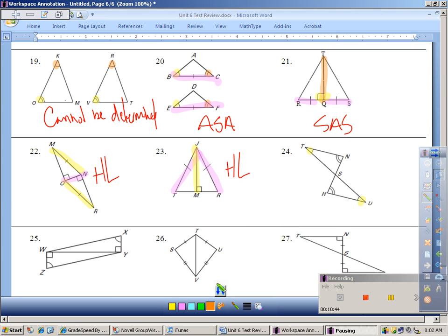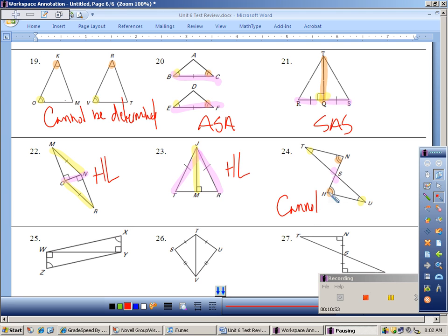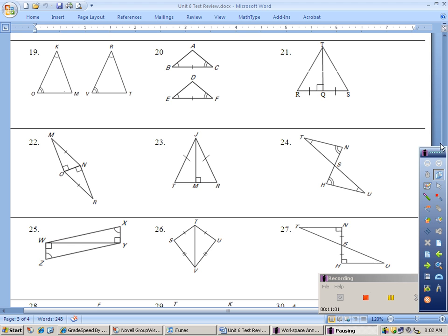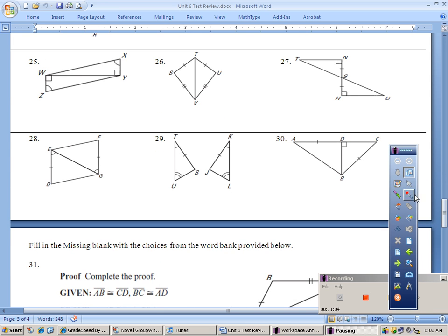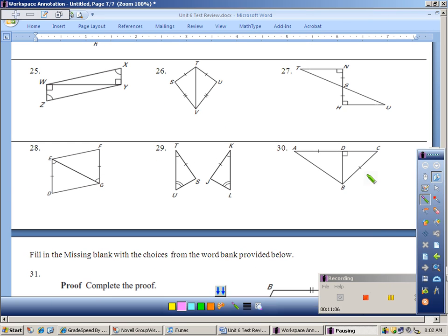Here I have T and U congruent, N and H, and then the intersecting lines create the vertical angles. So this again is AAA, which is not one of our 5 means of proving congruence, so it cannot be determined. And the last few. I have angle Z to X. These are both right triangles, so those angles are congruent. And then I know that WY is congruent to itself. So this one is angle, angle, side.